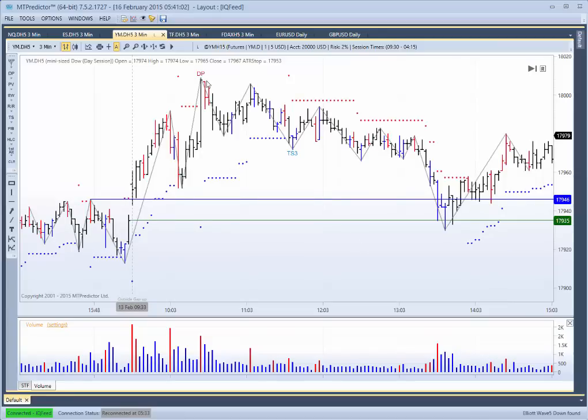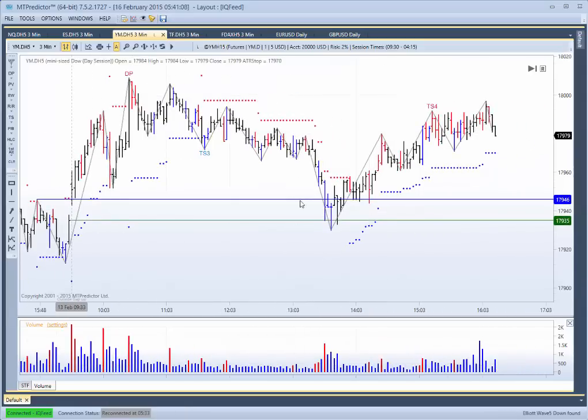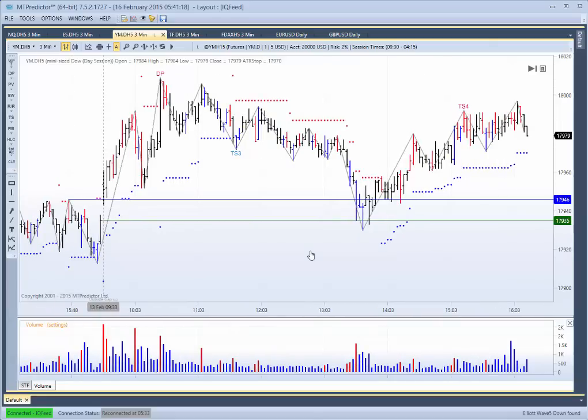And guess what the market did? It came up here, gave us a DP sell, then the market drifted down. If I scroll out, look where it made pretty much the low of the day, at the previous day's close. In other words, it did exactly what we anticipate. It closed the previous gap. So where's the advantage for MTPredictor over most other people that gap trade?